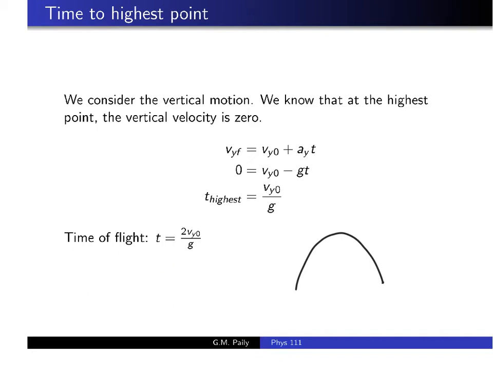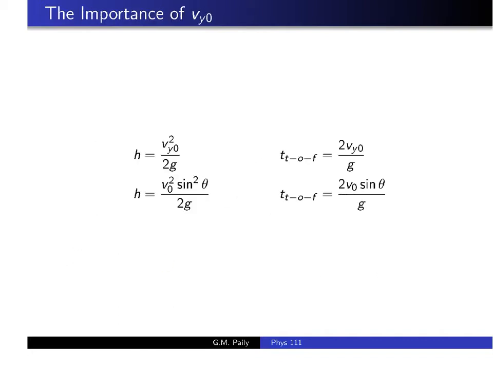Here are those two results again. The height is Vy naught squared over 2g. The time of flight is 2 Vy naught over g. And since Vy naught is V naught sine theta, we can also write those expressions like this.